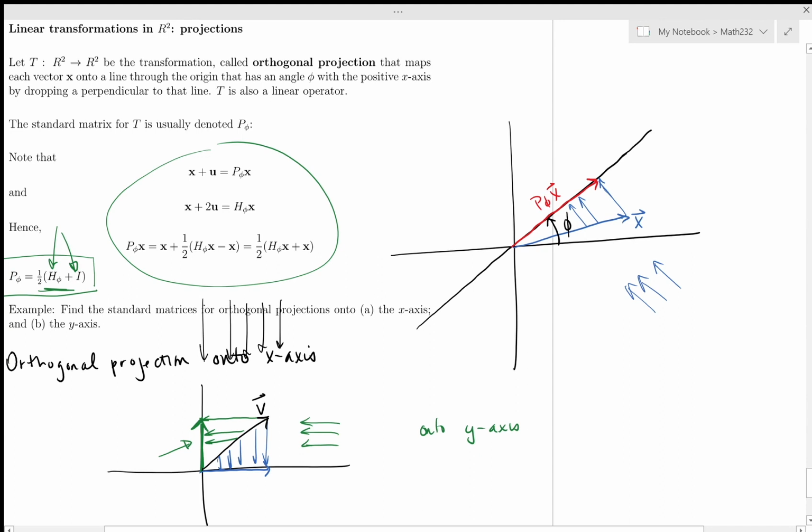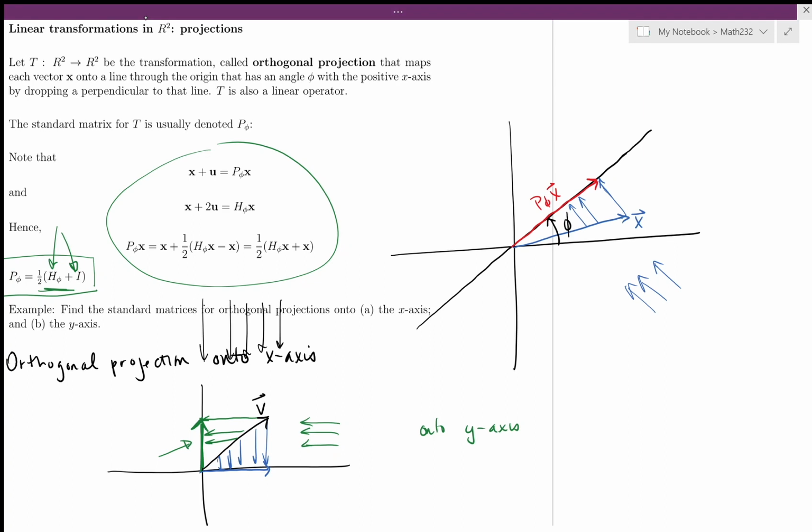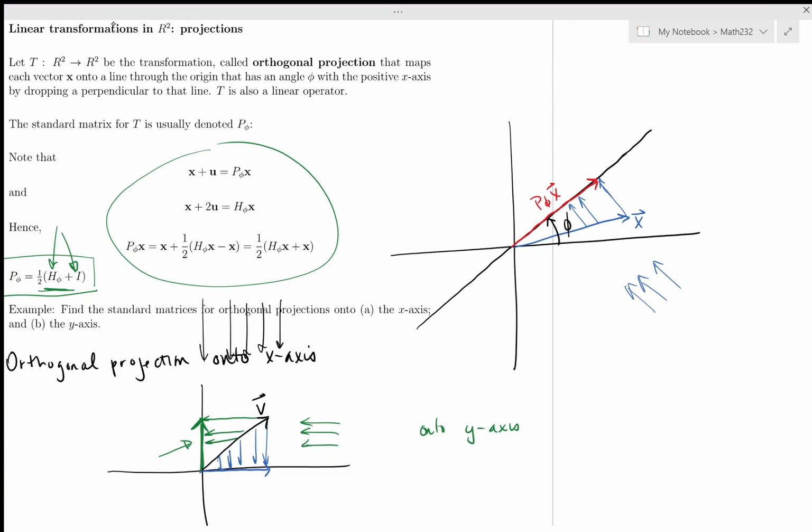Okay, now in order to see how this relates to the reflection linear transformation, I'm going to label this guy right here, u. Then you can see that this u here is p phi of x minus x. That's where the u is on that diagram. Then I imagine just going onto the other side by amount phi. Right there. So this vector is also u.